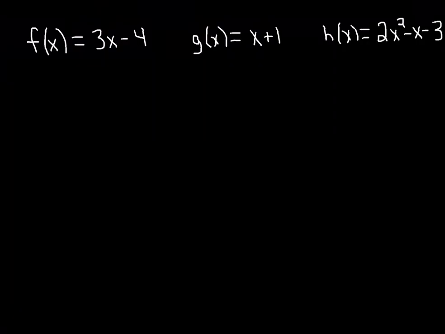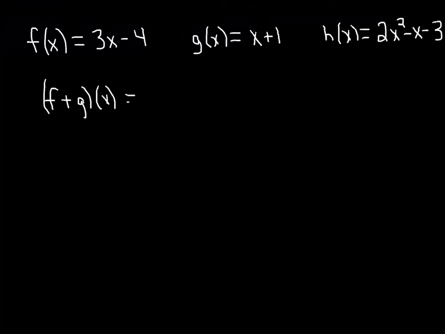Alright, so I have at the top of my screen three different functions. F of x is equal to 3x minus 4. G of x is equal to x plus 1, and h of x is equal to 2x squared minus x minus 3. And let's say I have a problem that looks like this, f plus g of x.